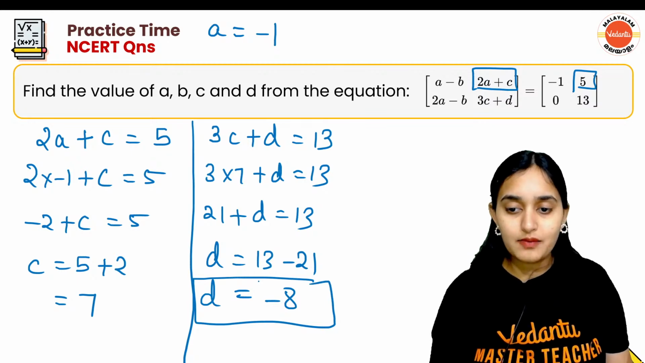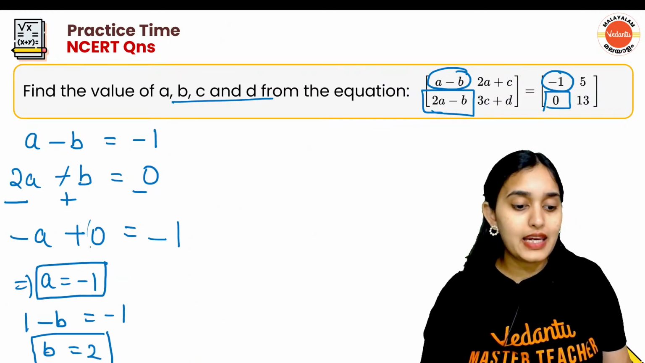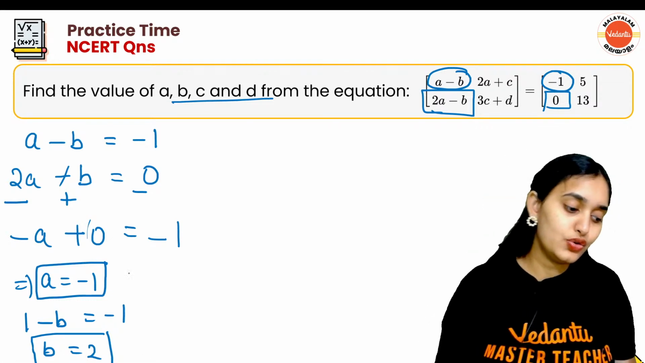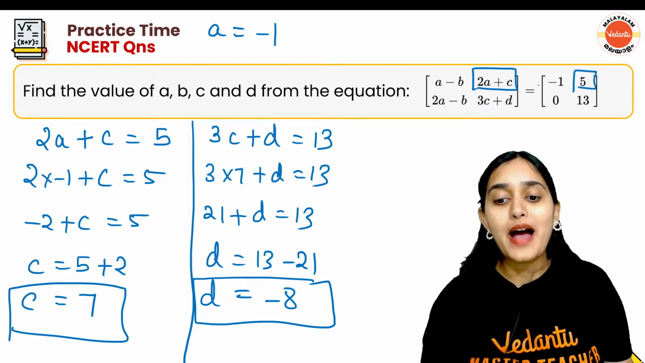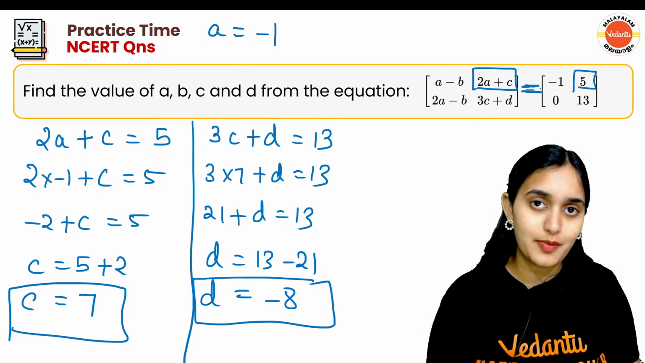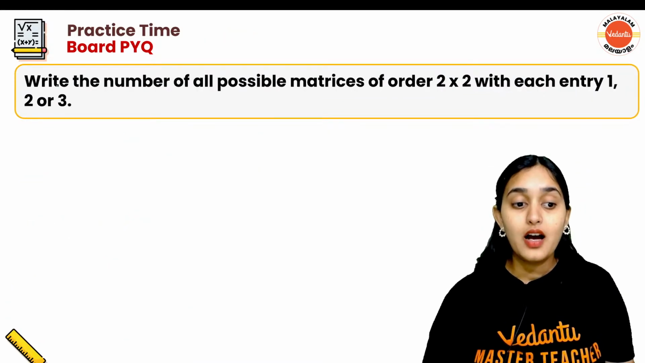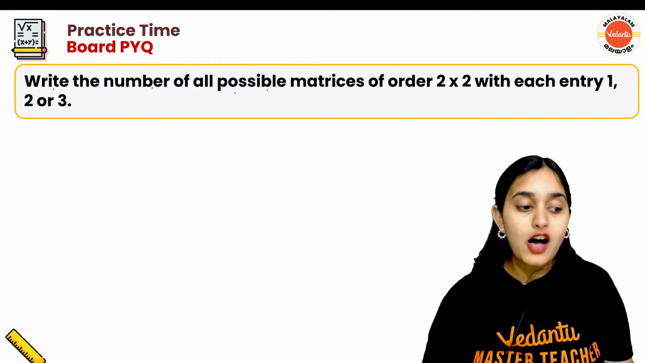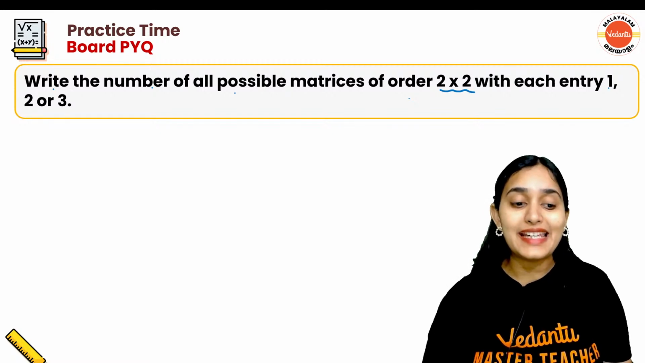So D is -8, C is 7, A is -1, B is 2. Got the answer? A, B, C, D. Simple. This is equality of the matrix. Since it is given equal, so we will just use equality of the matrix. Got it?